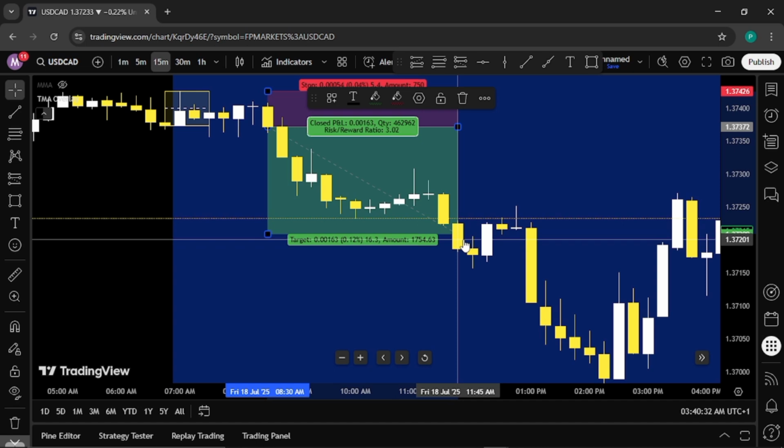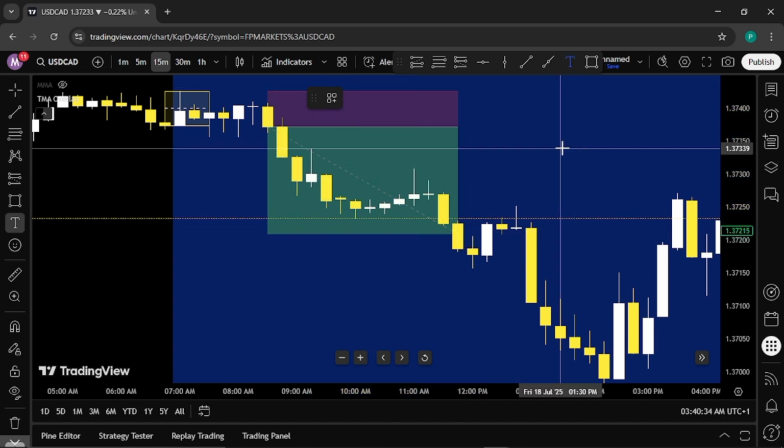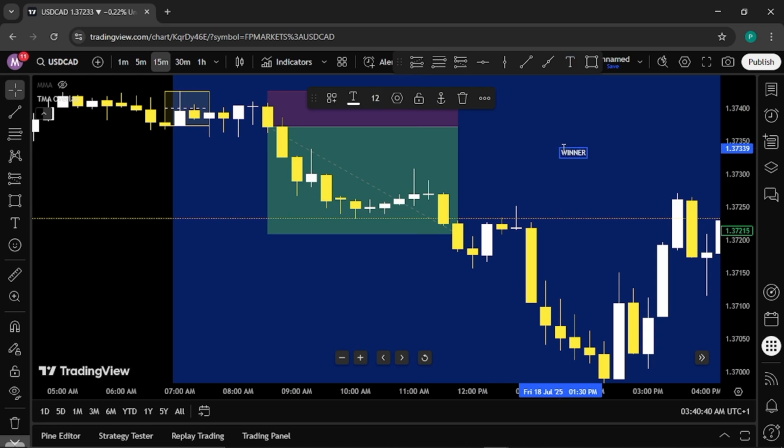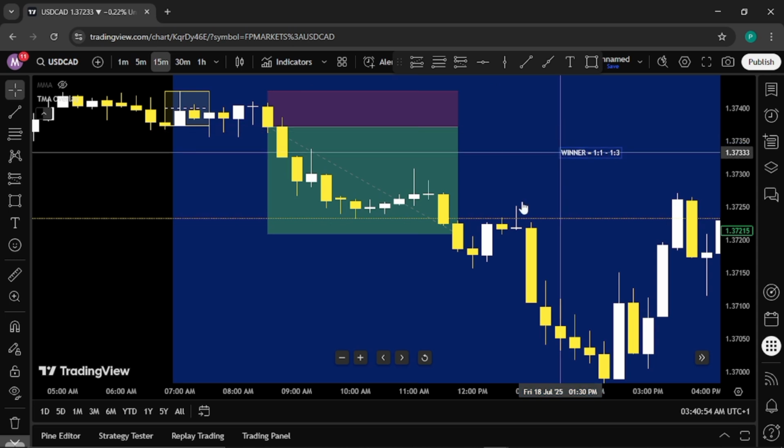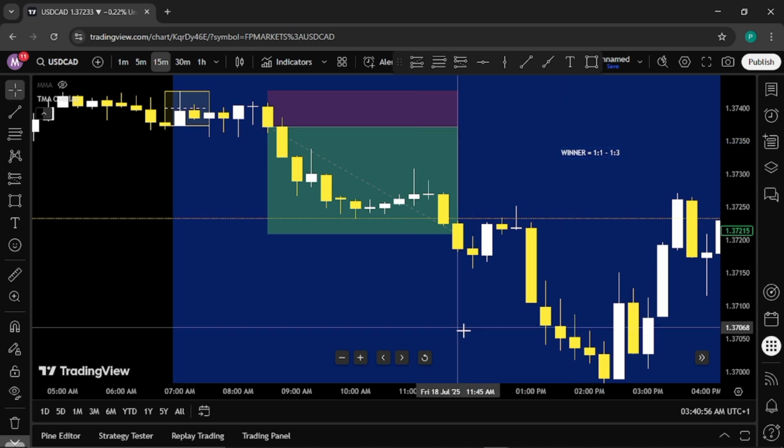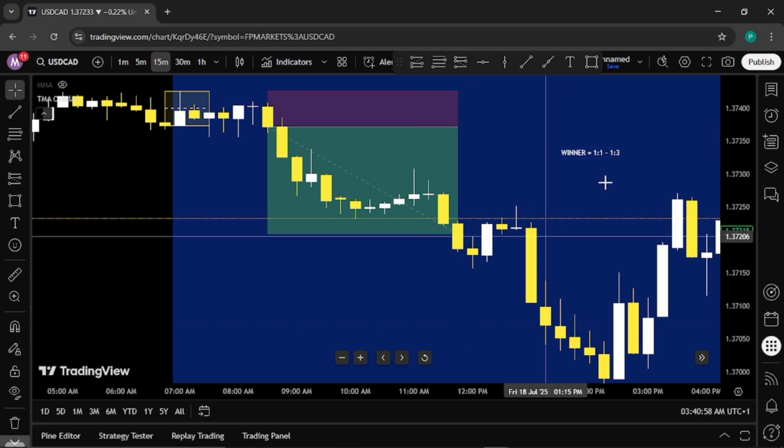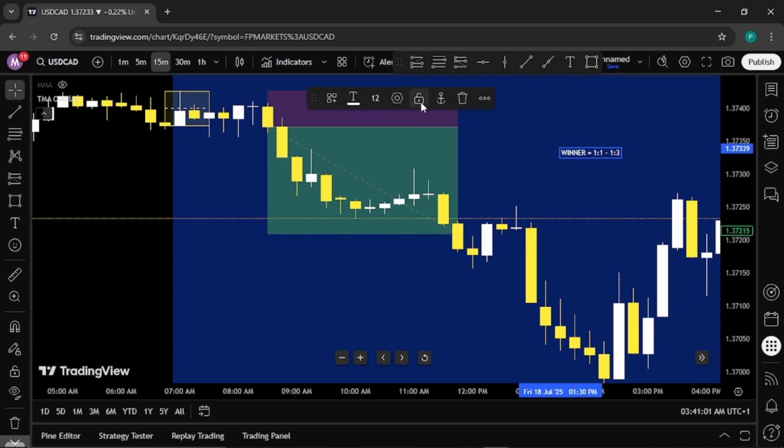So let's put this here quickly. For Frankfurt session, winner, right? The trade was a winner, right? So you have 1:1 through to 1:3. This particular trade for Frankfurt session on Friday the 18th was a winning trade, and you were able to add between 1% and 3% of your account size, right?